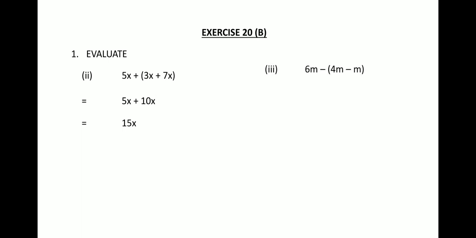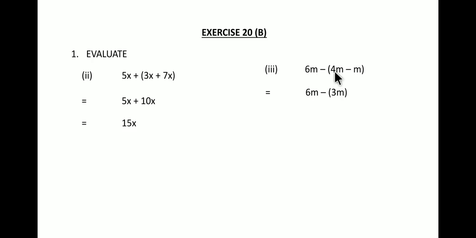Next will be question number 3, which is 6m minus, within the bracket, 4m minus m. Why I chose this question for the example is because there is a minus sign over here and the minus sign over here as well. So when you see a minus sign or a negative sign before a bracket, how are you going to deal with them? First thing is, within the bracket, if they can be simplified, we will simplify them inside the bracket only. So we'll write the first term 6m as it is, minus, and 4m minus m gives us 3m.